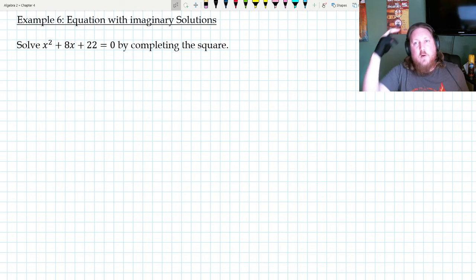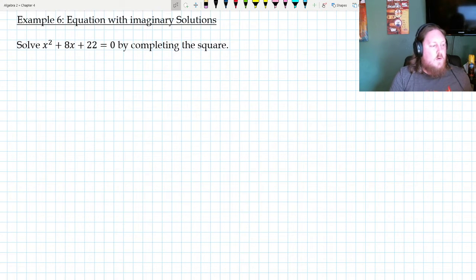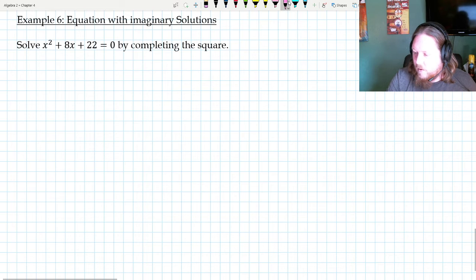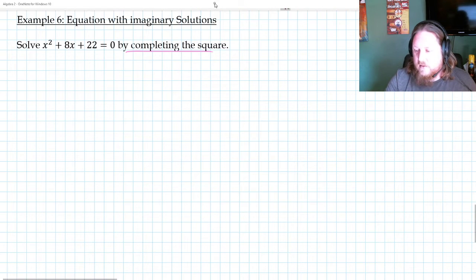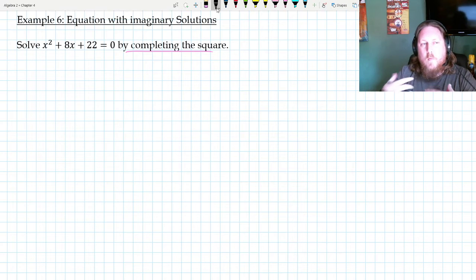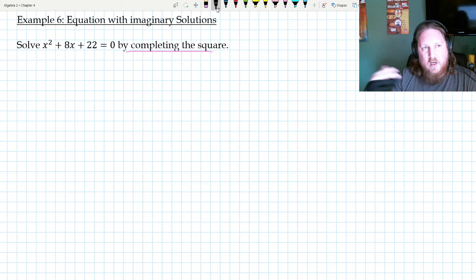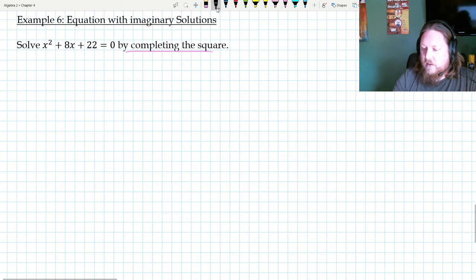Example 6, equations with imaginary solutions. Now before, we've been solving all of these things by completing the square, which we're going to do here as well. You can see it says in the directions, solve it by completing the square. But this time we might end up with some imaginary solutions. Basically that means it's going to equal a negative number on the other side of the equation.